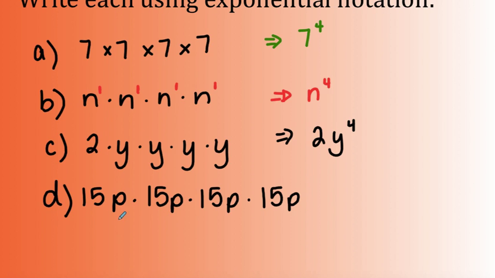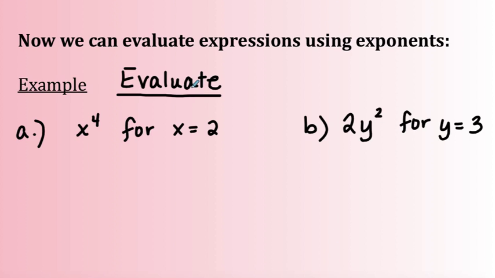15p times 15p times 15p times 15p. Great place to use parentheses. 15p to the 4 power. Okay, the whole quantity to the 4 power. All right, now that we remember what exponents are, we can now evaluate using exponents. So evaluate, remember, means just find the value when we substitute a number in.